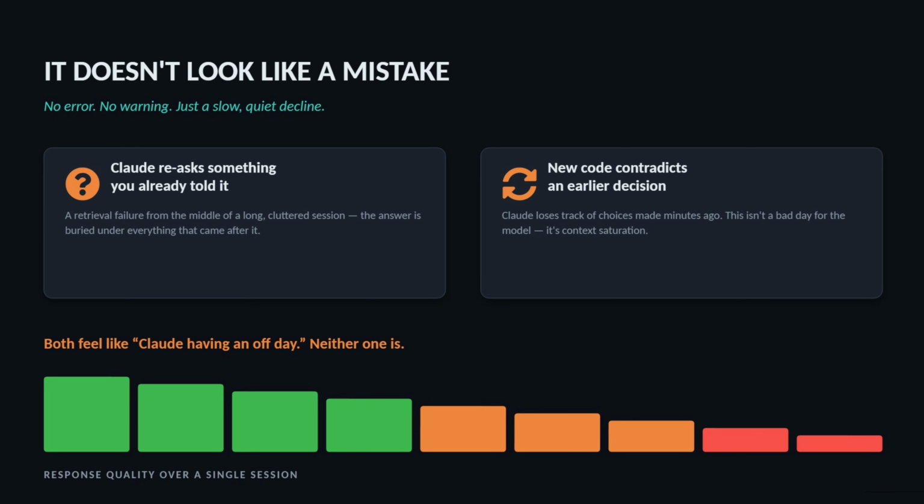Here's the part most people don't internalize. A session at 90% context isn't just slower, it's dumber. Important instructions get buried under everything that came after them. Stuff from earlier in the conversation gets lost in the middle. And Claude starts making mistakes it simply wouldn't make in a clean window.